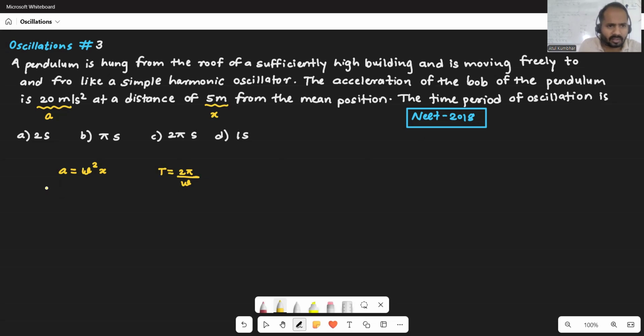So acceleration is 20, which is equal to omega square into x, which is 5. So we'll get omega square as 20 upon 5, which is 4. So omega will be 2 radian per second. Now we have omega, so we'll put the value over here. You'll get 2 pi by 2, so 2 will get cancelled. You'll get pi second. So that's the time period.